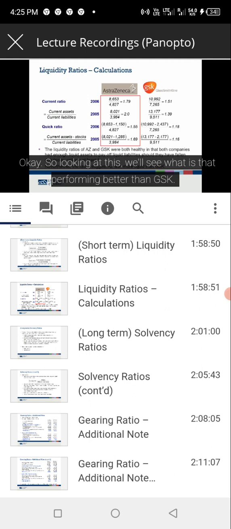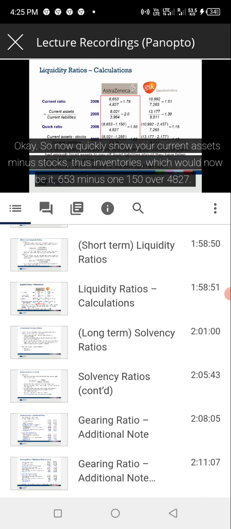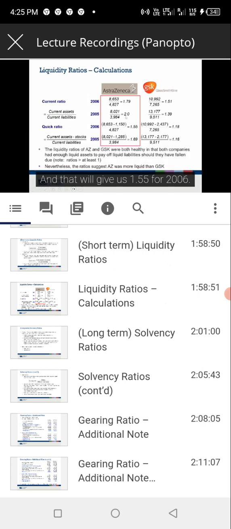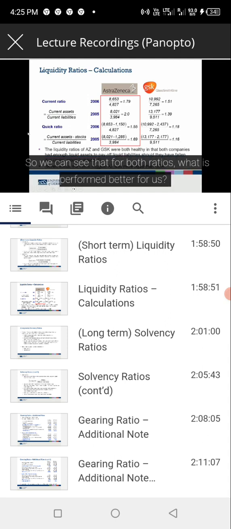Looking at this, we'll say AZ performs better than GSK. Now the quick ratio: your current assets minus stocks, that's inventories, which will now be 8653 minus 1150 over 4827, and that will give us 1.55 for 2006, 1.69 for 2005 for AZ, and for GSK 1.18 and 1.16. So we can see that for both ratios, AZ performs better than GSK.